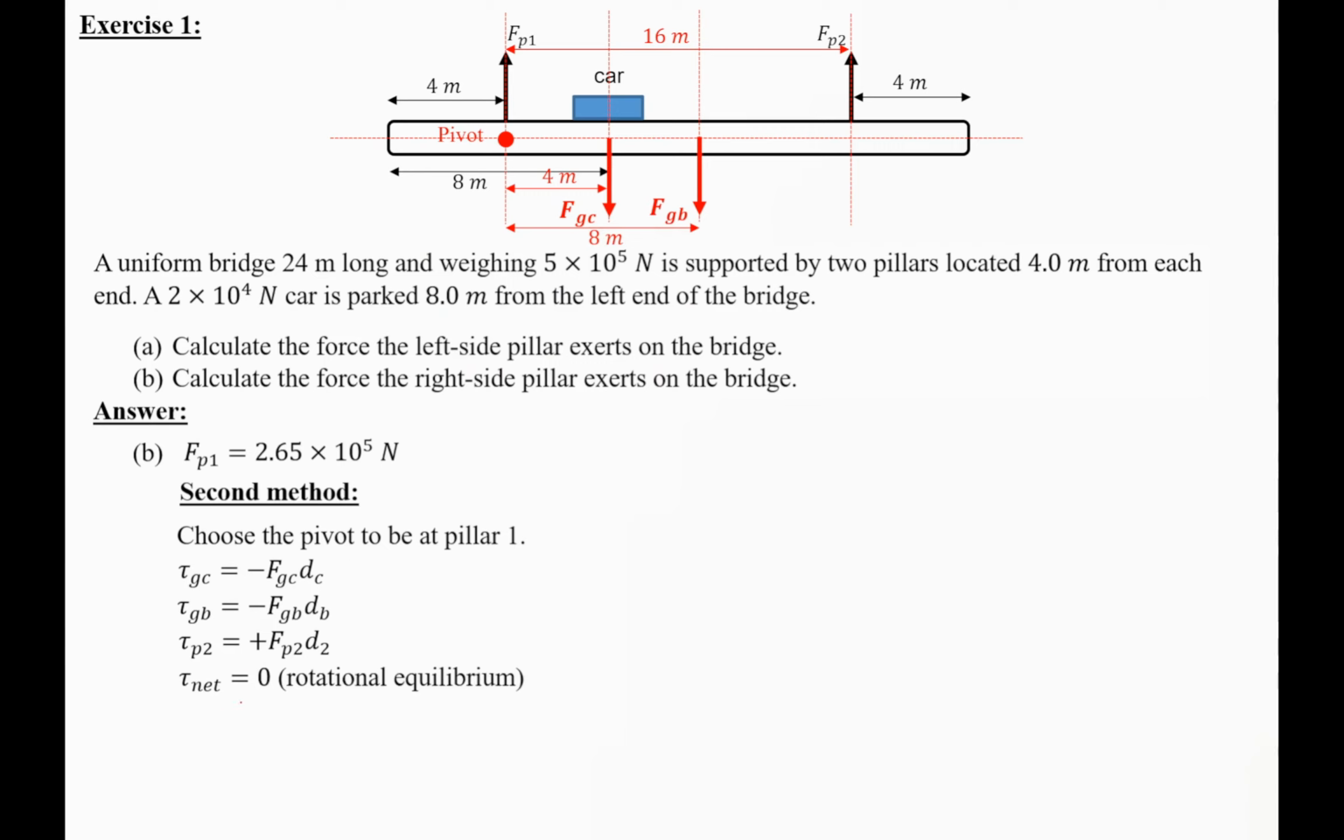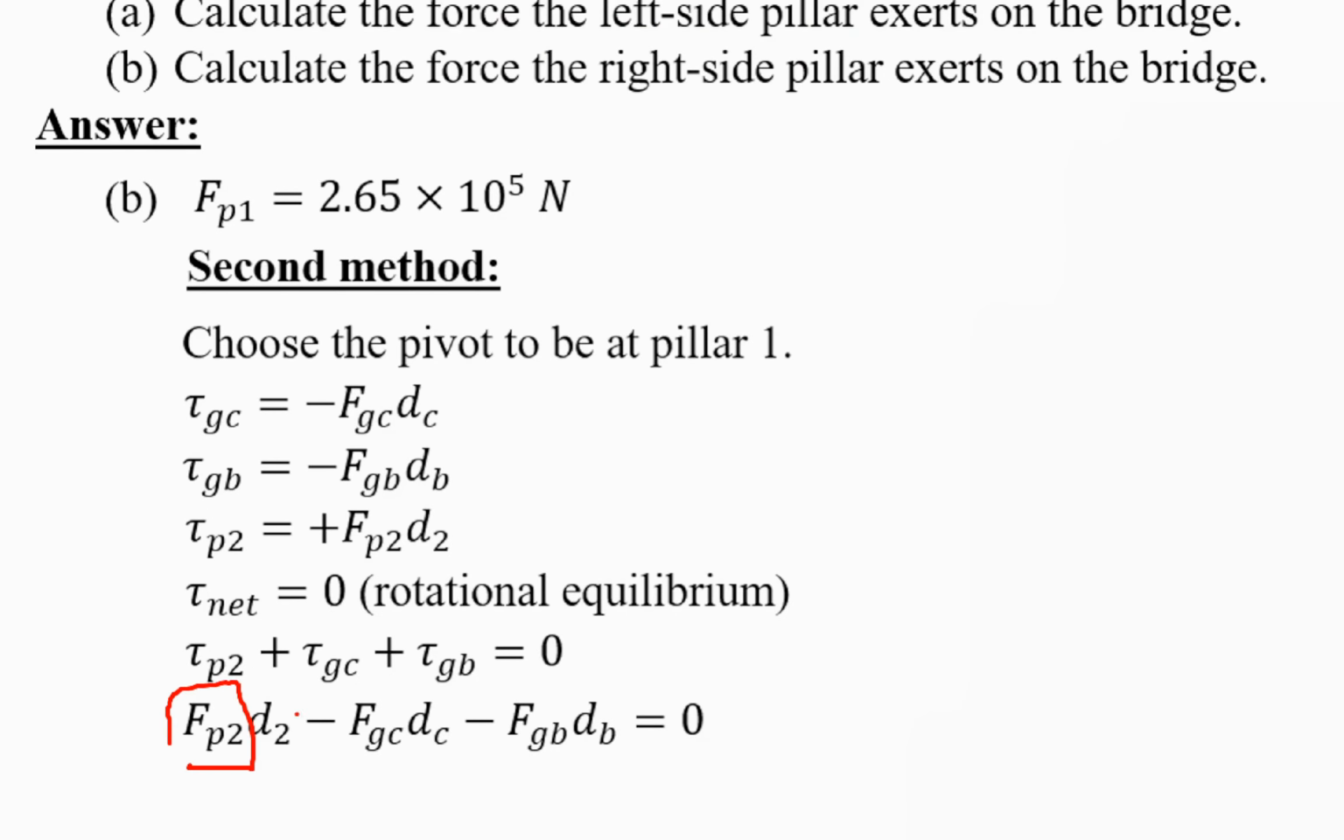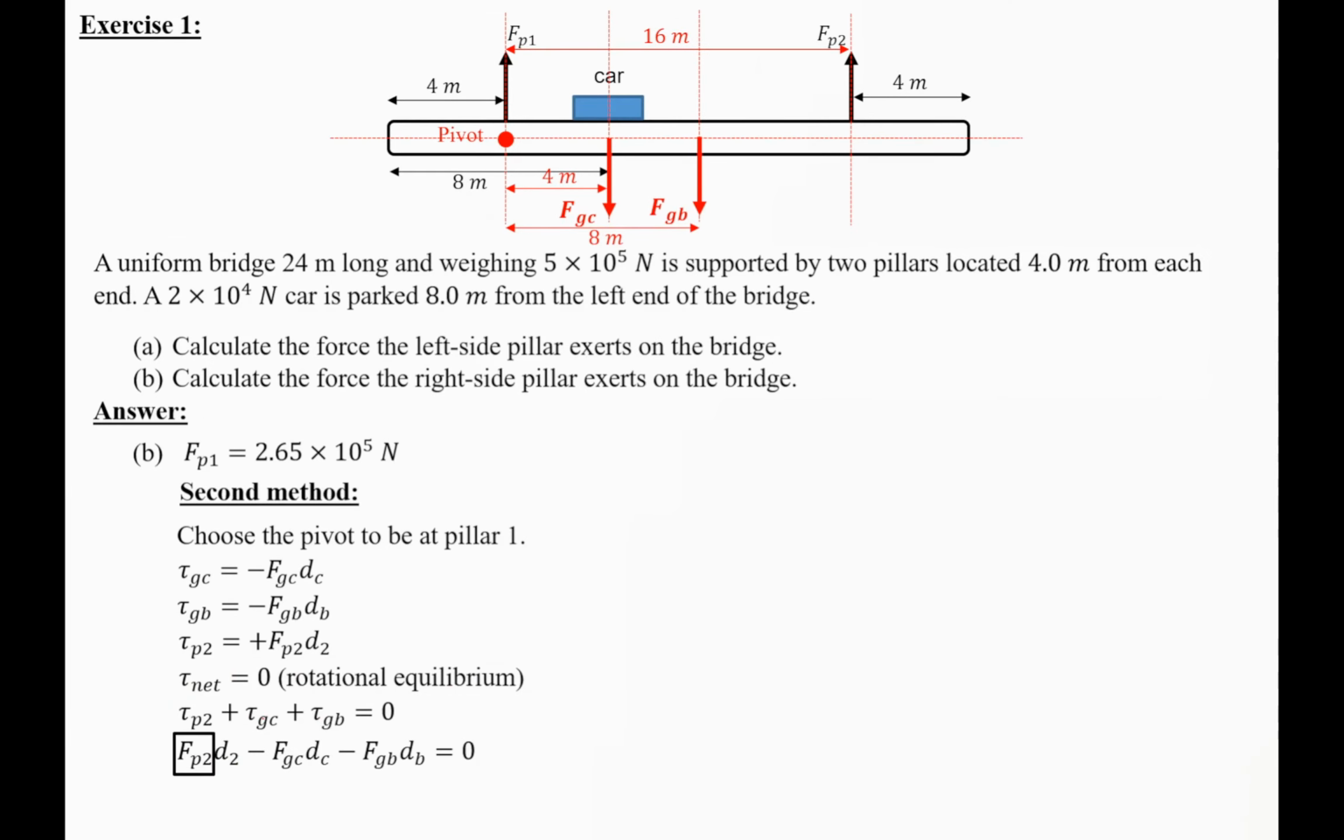Replacing them in the rotational equilibrium equation, we would get Fp2 d2 minus Fgc dc minus Fgb db equals 0, and we're isolating for Fp2. We take those to the other side, that would be positive, and we divide by d2. We would get the following fractional expression, replacing the values, and we would get 2.55 times 10 to the power 5 newtons, which is the same exact value that we determined in the first method. Always remember that different methods should give you the same answer and not a different answer.